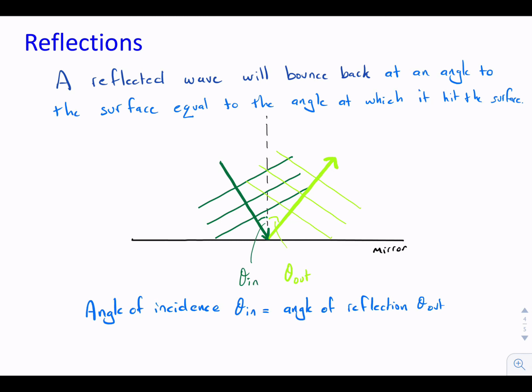This is true for all surfaces, not just mirrors. So this is even true for what's called spectral reflection, where the light is scattered off in all directions. But if you look closely at a microscopic scale, the angle of incidence will still equal the angle of reflection.